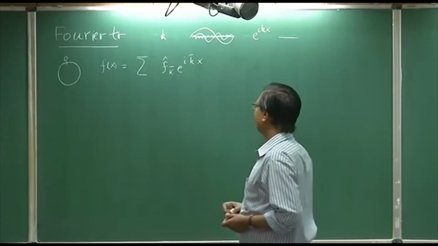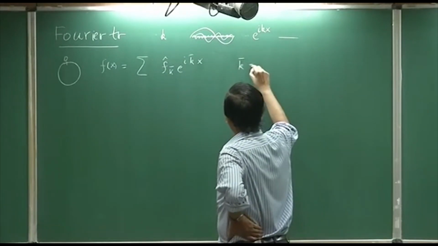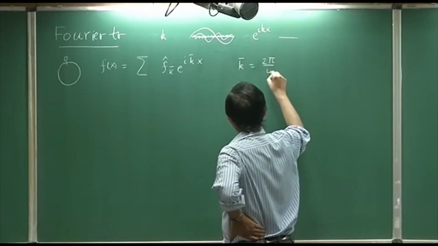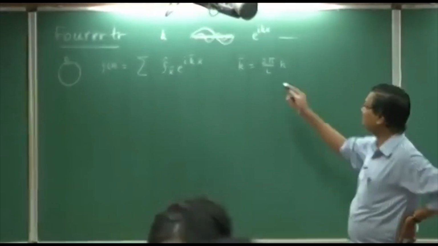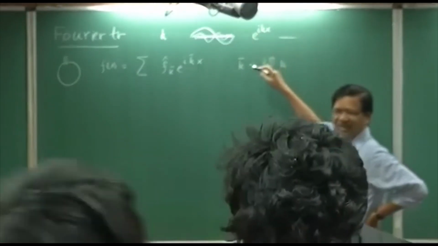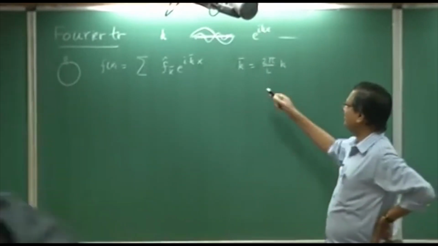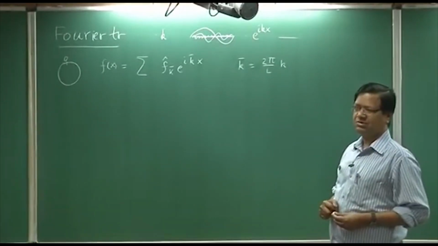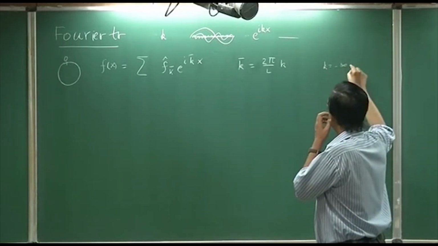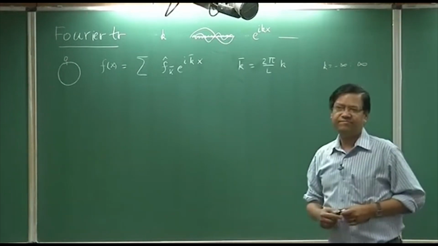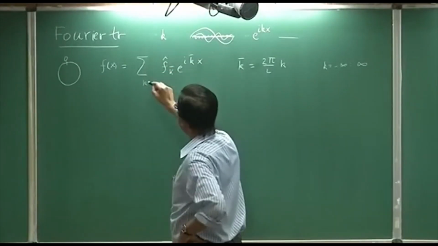Now, what is k bar? k bar is a wave number which is defined as 2 pi by L times k, where k is the integer. That is why I put k bar. This is a factor, and this you studied, that is a wave number. k will range from minus infinity to plus infinity. That is the definition of wave number. This is due to Fourier. Fourier said this: you have to sum, but it goes from minus infinity to plus infinity.